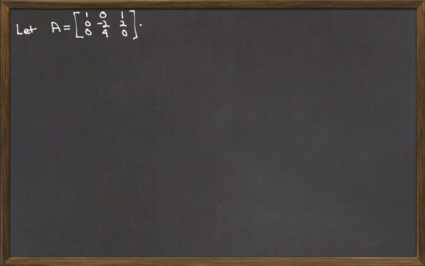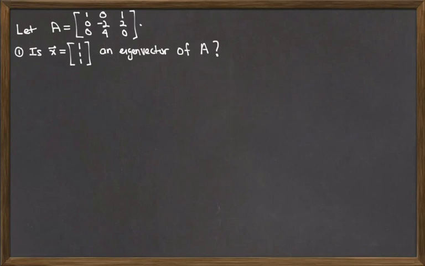In this video, we'll review the notion of eigenvector and eigenvalue for a square matrix by way of an example. I'm going to let A be the 3 by 3 matrix that's presented here. The question I want to answer is whether or not this vector x, which is equal to 1, 1, 1, is an eigenvector of my matrix A.